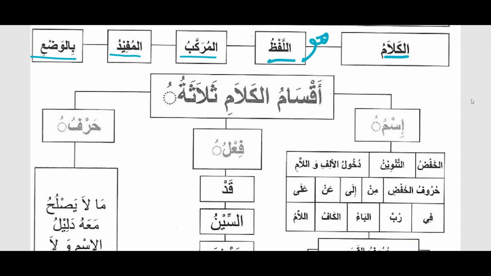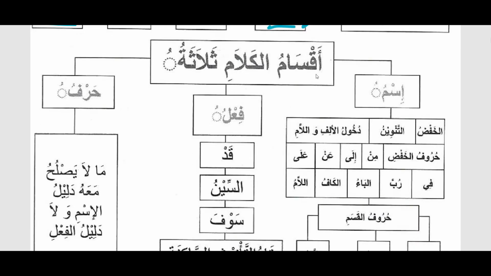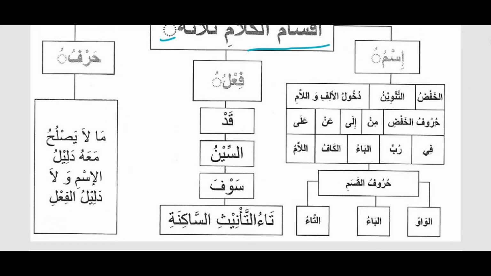We move next to the divisions of kalam. Al-kalam, aqsamul kalam thalathah. The divisions of kalam, we have three: isim, fi'il, and harf. So again, we have acquired and learned this from our basic Arabic. But in grammar, we have a different approach and a more detailed manner to understand. So we start with isim first. The meaning of isim.